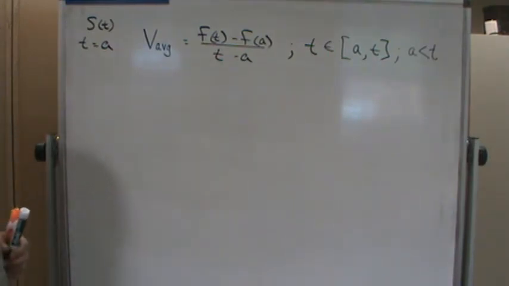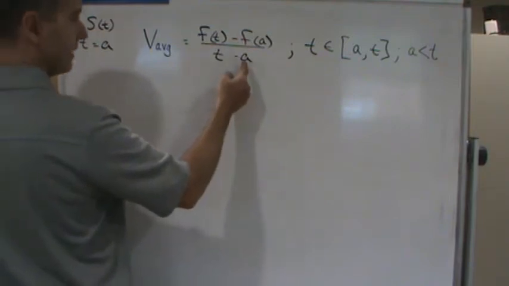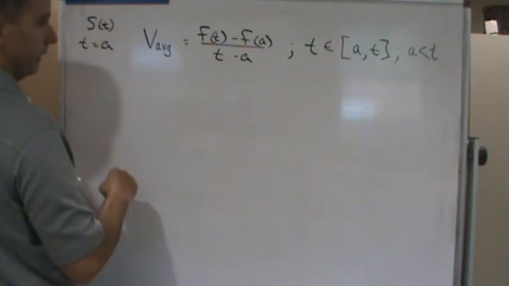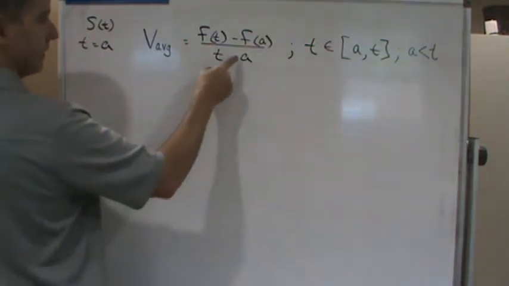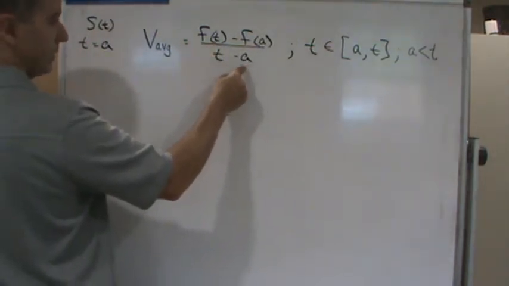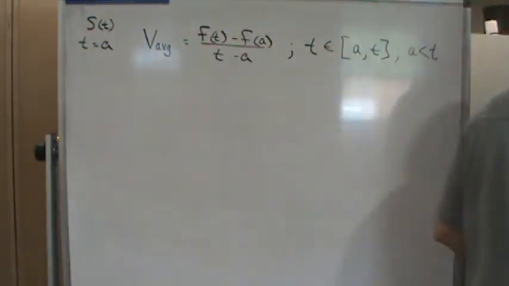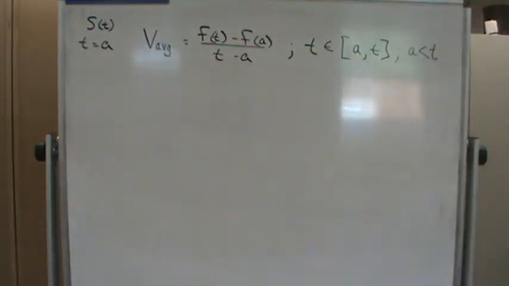But keep in mind, the idea is that as a and t become closer and closer, as the time that we choose gets closer and closer to a, the average velocity is going to become closer and closer to the instantaneous velocity. That's the idea. Okay, that's where we're going to stop. Oh, actually, no. Let's do an example.